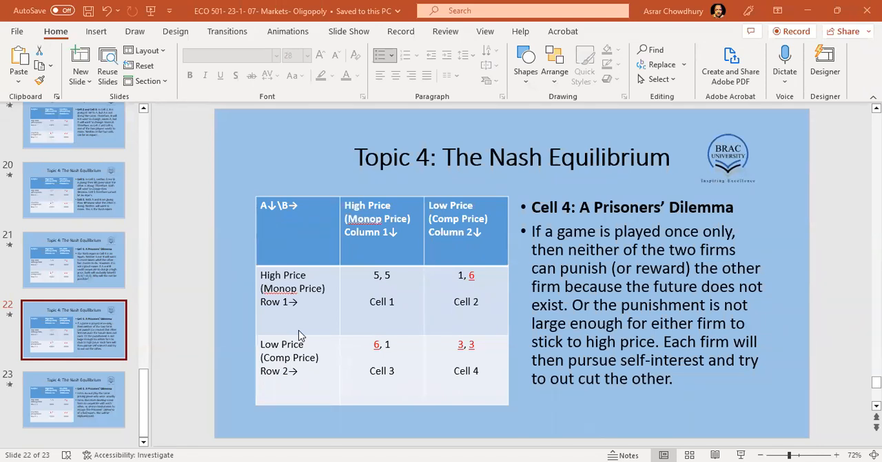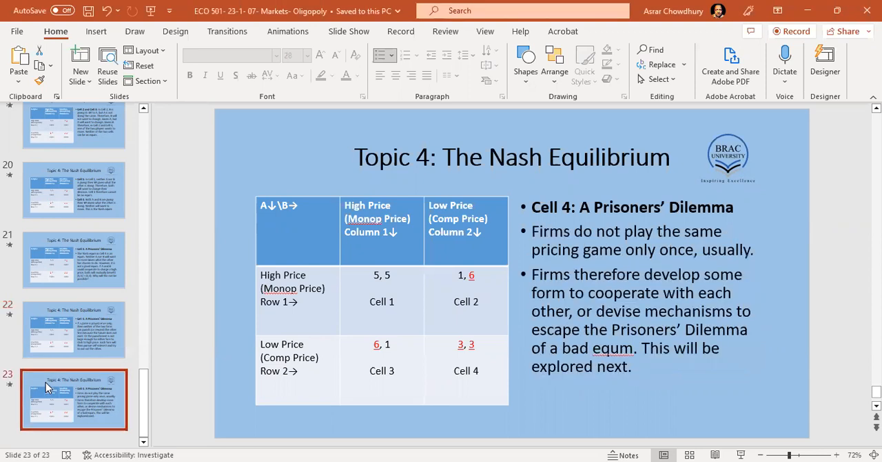So prisoner's dilemma is a game where cooperation is not rational and the equilibrium is a bad equilibrium. কারণ এটা দেখলেই সবাই তখন মনে করবে আরে 5-5 এ থাকতেছে না কেন? That's a better equilibrium, but that equilibrium is not going to be achieved if we play the game only once. Firms do not play the same pricing game only once usually in the real world. Firms develop some form to cooperate with each other or devise some mechanisms to escape the prisoner's dilemma of a bad equilibrium. This is what we will be exploring next time.